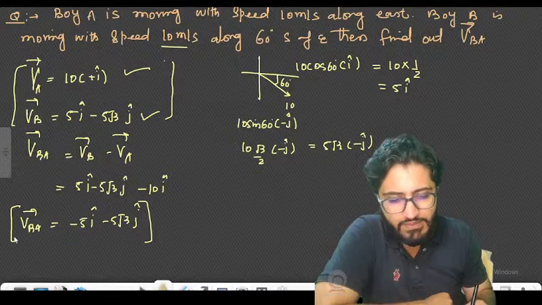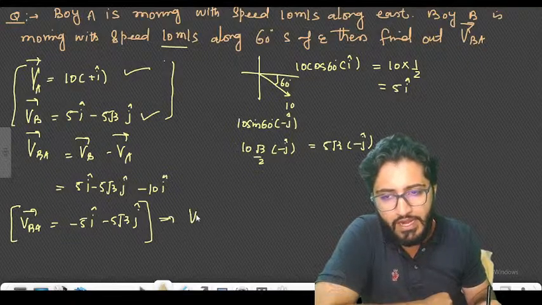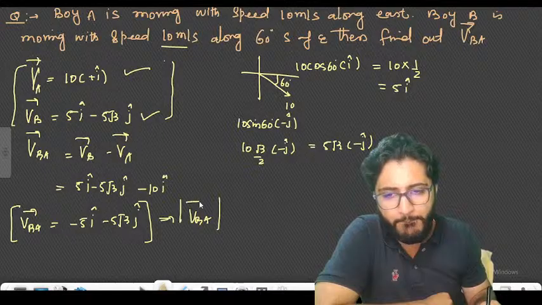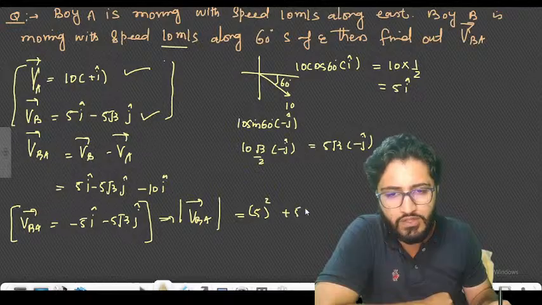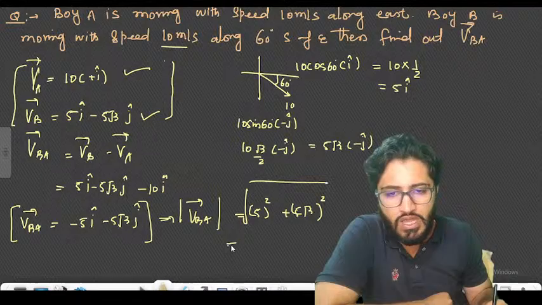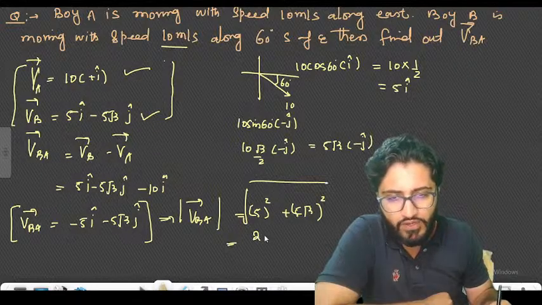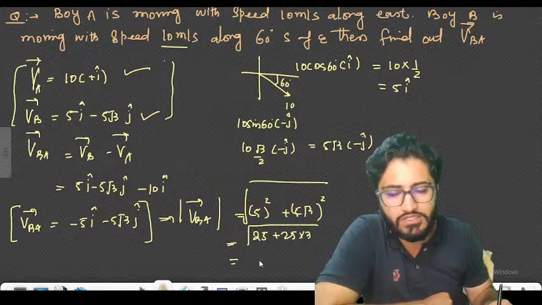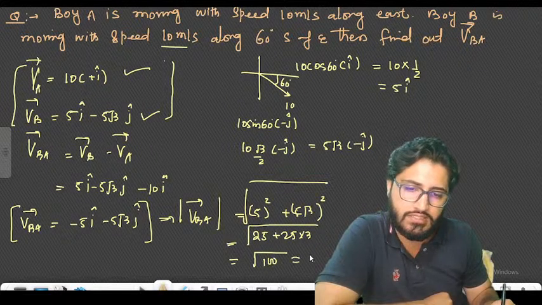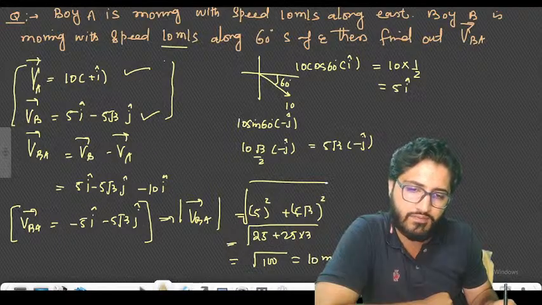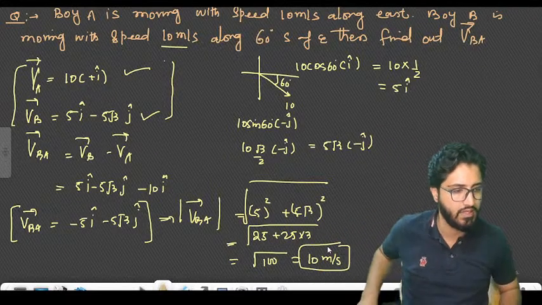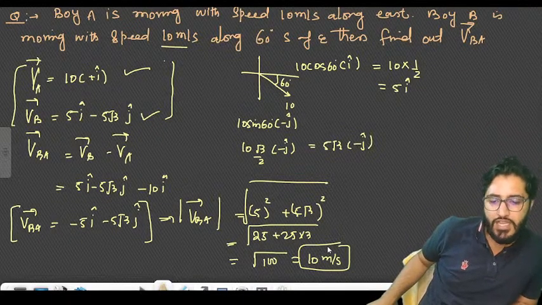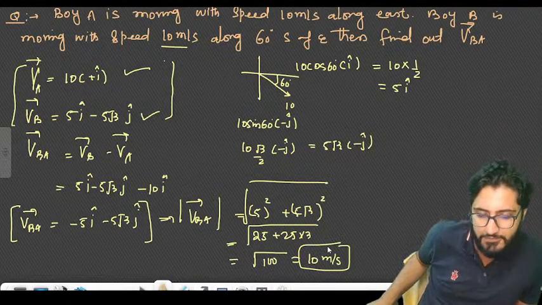This is my VBA. Now if you need to find the magnitude of VBA, I will write here under root 5 squared plus 5 root 3 squared. I can take 5 common, so it is 25 plus 25 into 3, 75 plus 25 is 100, root of 100, that is 10. 10 meters per second. Okay?